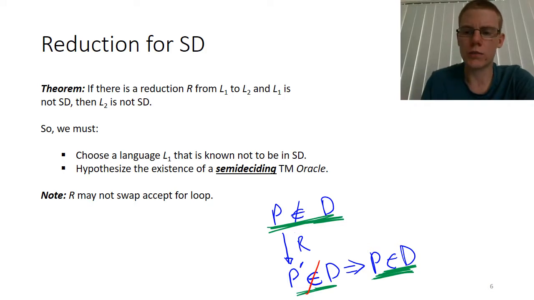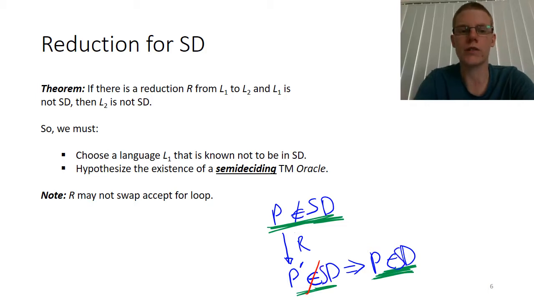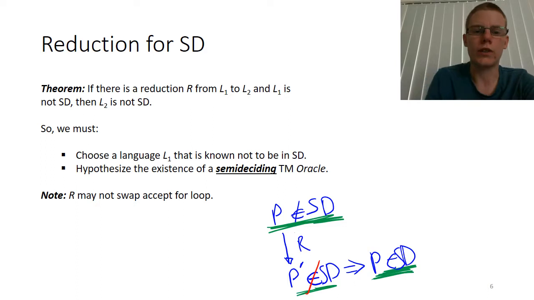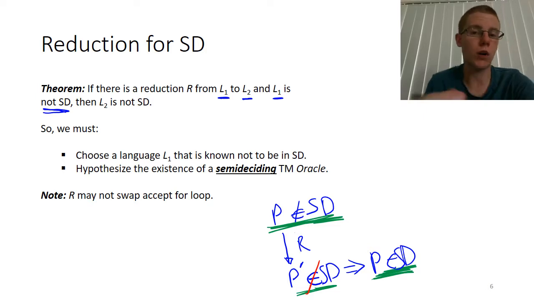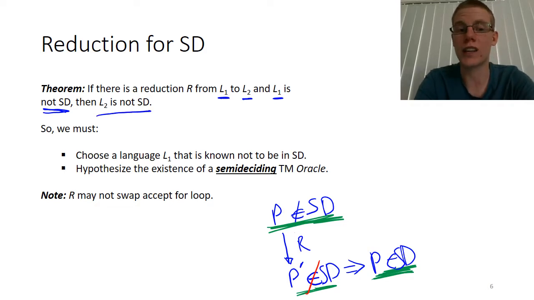For the semi-decidables, the reduction approach is almost exactly the same. We just simply take semi-decidable and not semi-decidable languages. So what we show is a reduction from our language L1 to L2, and then we show that our language L1 is not semi-decidable. So this is our known non-semi-decidable language. Then we just show, quite simply, that our second language, which we care about, is also not semi-decidable.